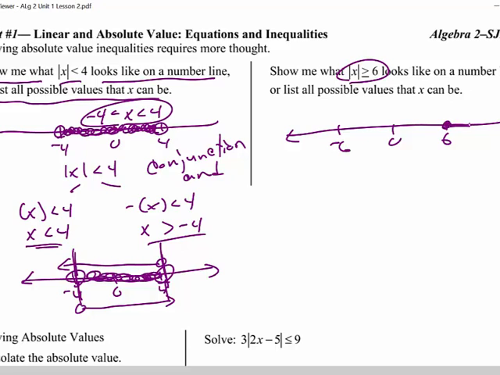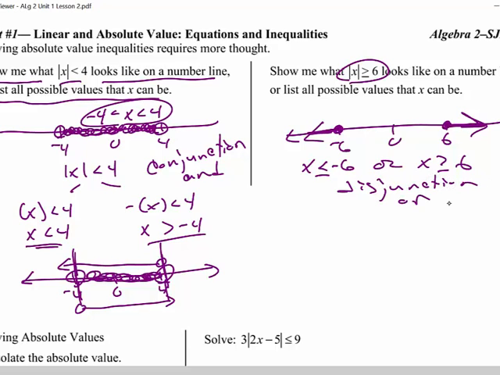So you're going to have this graph, because any number out here would work, 6, 7, 8, 9. But also, if you take negative 6 and go to the left, any one out there would work. So this says x is less than or equal to negative 6, or x is greater than or equal to 6. This is called a disjunction, and the word or is used. When you solve the absolute value of x greater than or equal to 6, you break it into two cases, the positive case or the negative case.